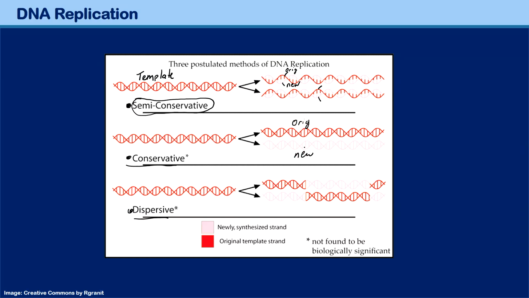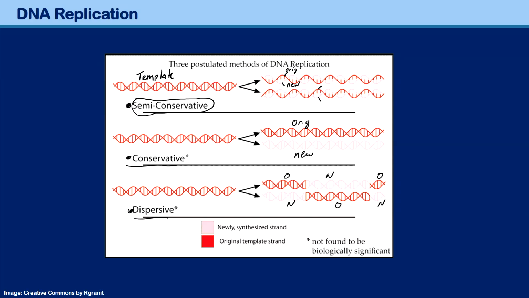But as I already mentioned, that's what the scientists considered as maybe a possibility, but essentially it does not occur in nature. And in dispersive, you can actually see that the 2 DNA copies contain over here original, over here new, then over here again original, and down here we have original DNA and new. But also this one does not occur in nature. So that is basically the general overview.